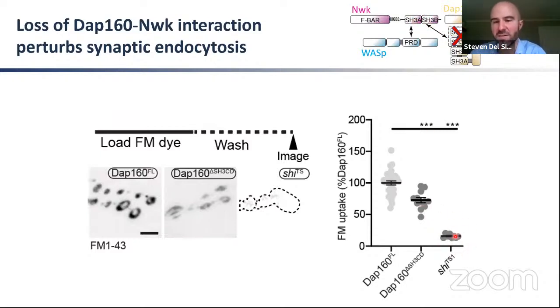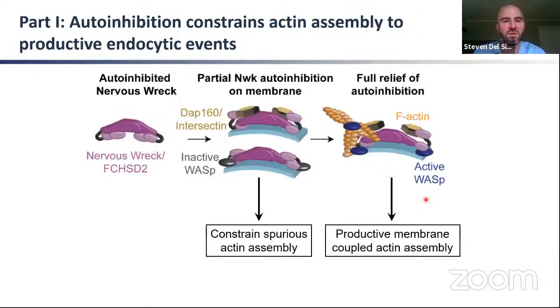And then as a positive control, we see a really complete lack of internalization in this Shibire dynamin mutant, the same one that interrupts the actin assembly in that first experiment. So this suggests that this module is both constraining actin assembly, but really also directing it to functional events that are contributing to endocytosis.